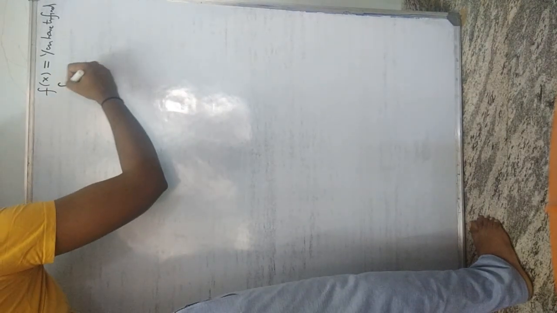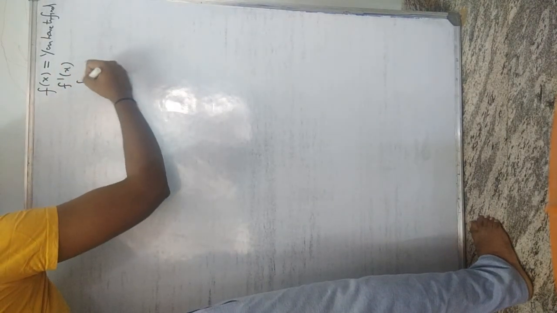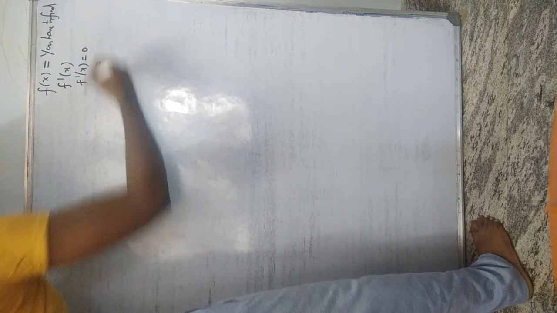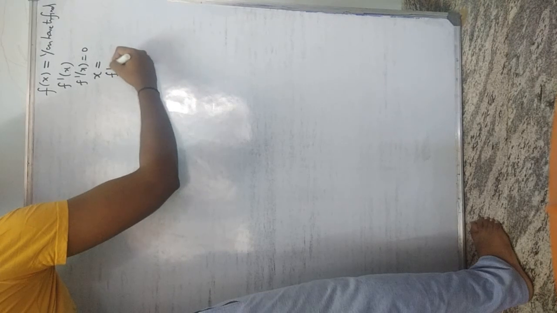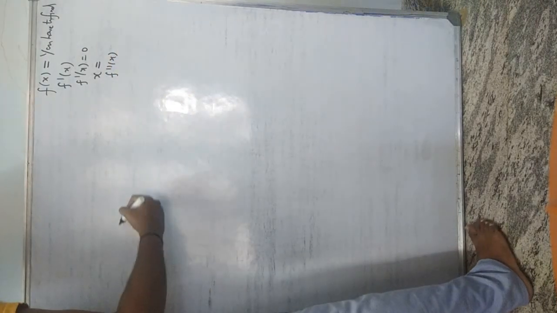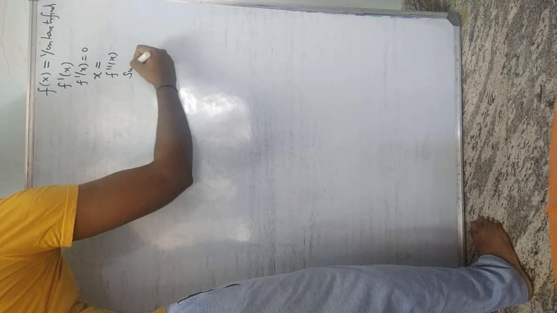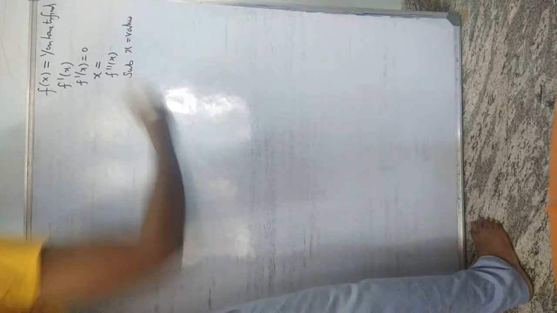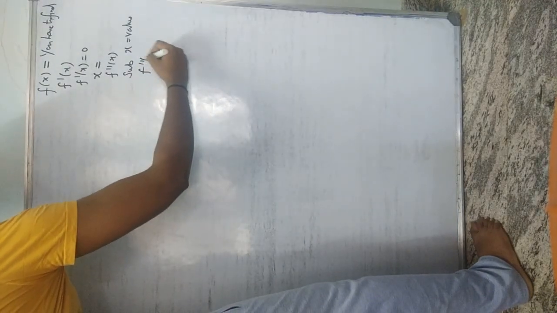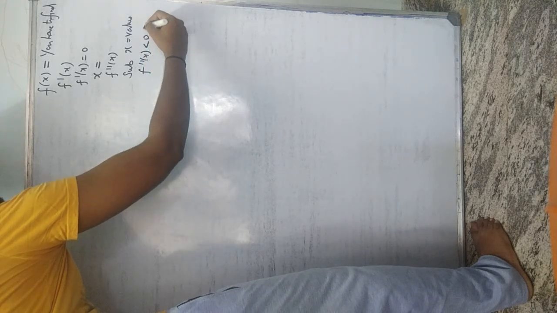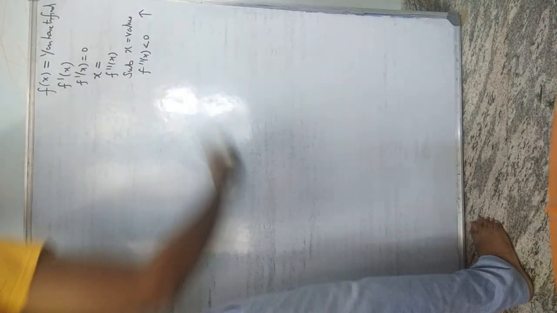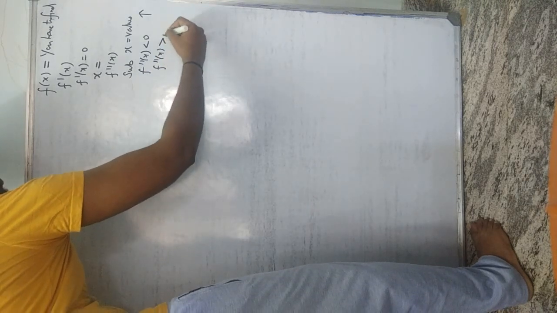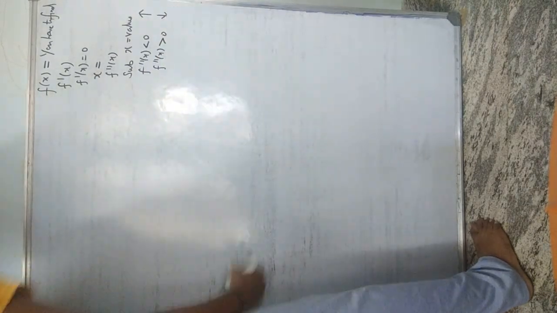What you have to do, second step, is f dash of x. Put f dash of x equal to 0 and find the critical points. Then find f double dash of x and substitute the x values. If f double dash of x is less than 0, that is said to be maximum. If f double dash of x is greater than 0, that is said to be minimum.